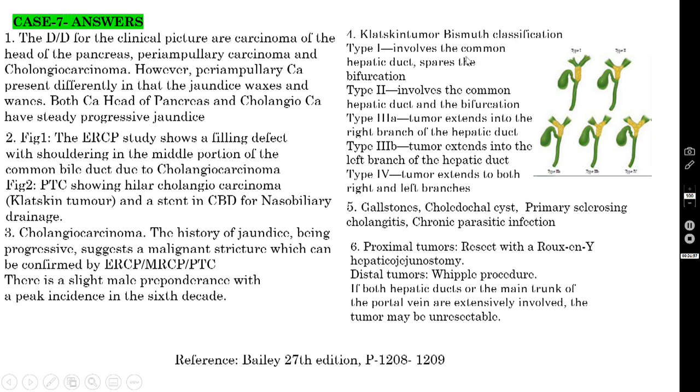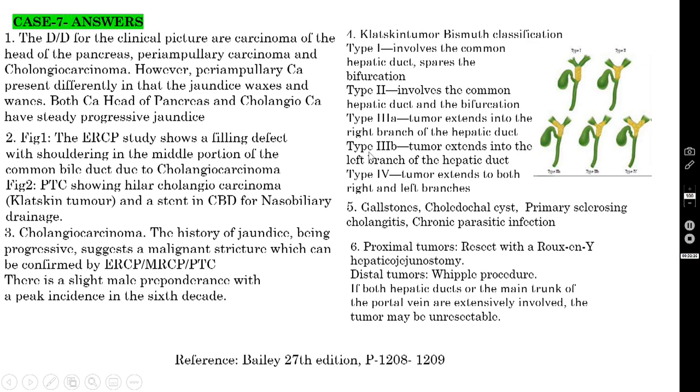Bismuth classification. Type 1 involves the common hepatic duct, spares the bifurcation. You can see only the common hepatic duct is involved. Type 2 involves the common hepatic duct and the bifurcation also. See, bifurcation is also involved. Type 3A, the tumor extends into the right branch of the hepatic duct. See, it is extending only to the right side here.